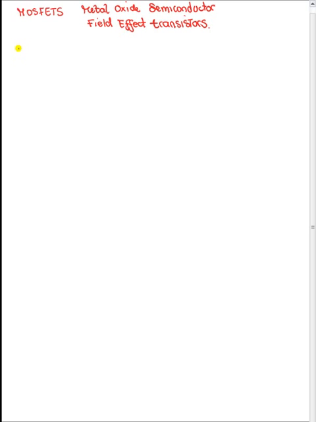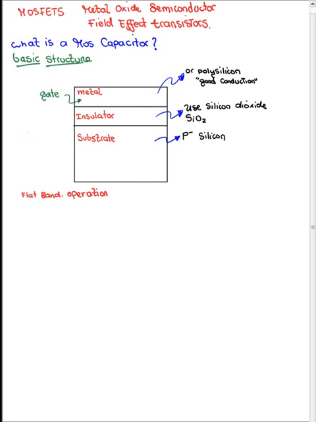So the first question is, what is a MOS capacitor? That's the first question. And so we'll draw the basic structure of a MOS capacitor. So here's the basic structure. We have a gate. It's also just the metal contact. It's made of polysilicon, just because it provides very, very good conduction, just like a metallic element does, or a metallic contact, metallic plate.